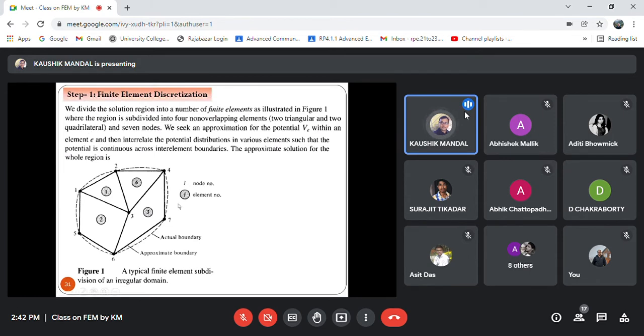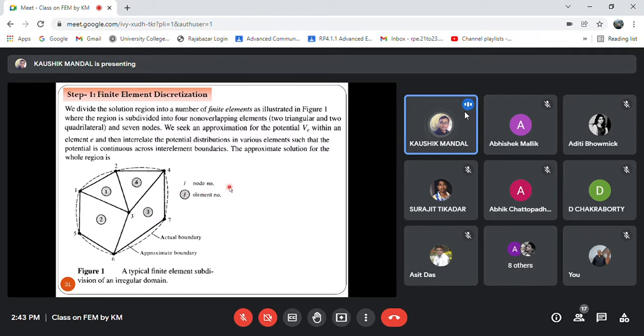So this entire solution region is divided into 4 elements, where 2 are triangular and 2 are quadrilaterals, and there are total 7 nodes: 1, 2, 3, 4, 5, 6, and 7. So there are total 7 nodes.